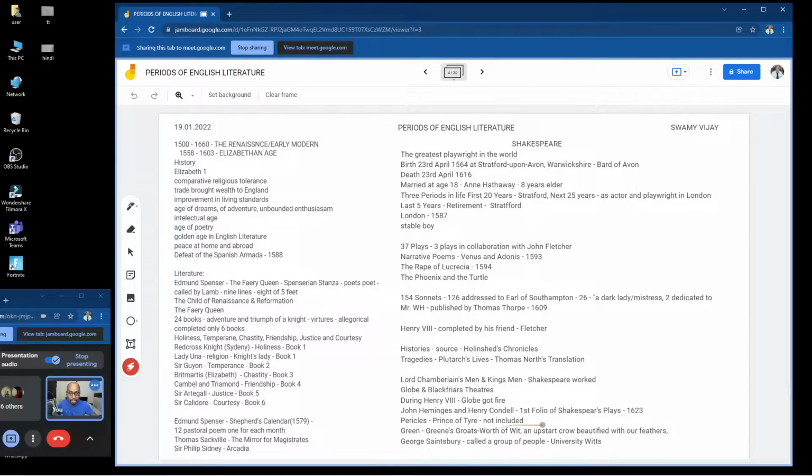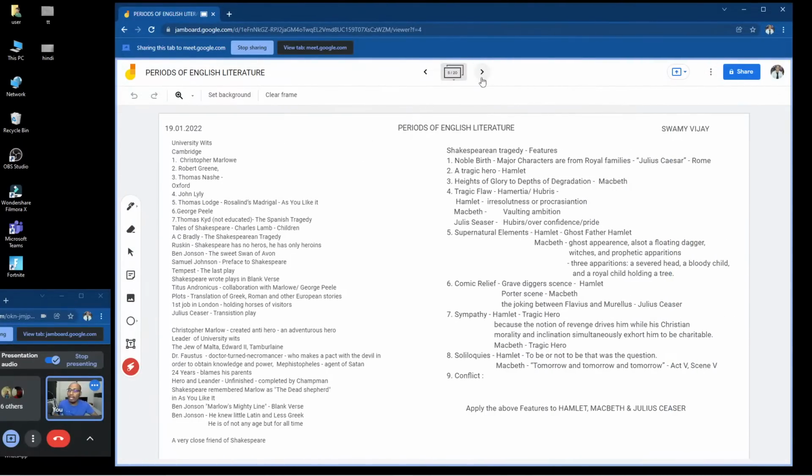It is not included. And there were a few university wits: Christopher Marlowe, Robert Greene, Thomas Nash. These were Cambridge educated, and the Oxford educated university wits were John Lyly, Thomas Lodge, and George Peele. Even Thomas Kyd is sometimes considered one of the university wits. And Thomas Lodge's Rosalynde is the inspiration for As You Like It. Rosalind is the central character in As You Like It, a heroine who goes in disguise, saves Orlando, and marries Orlando at the end of the play.